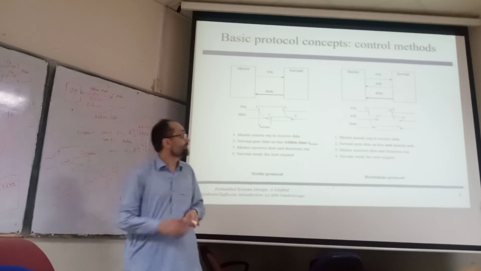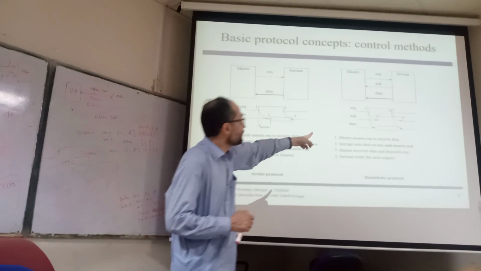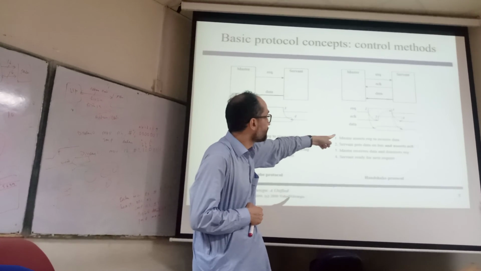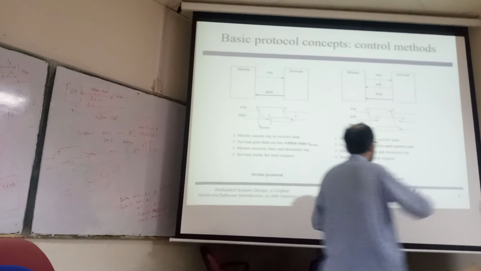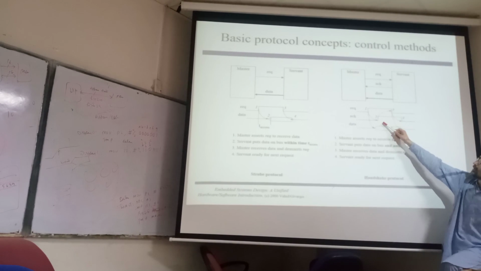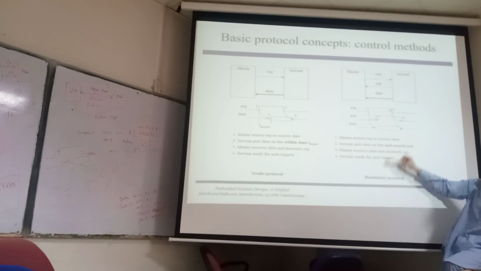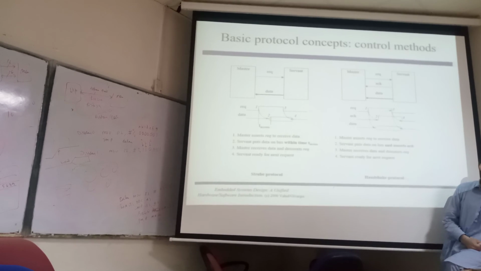Now, there is also a handshaking protocol. In the handshaking protocol, the master asserts a request to receive the data, the servant puts the data on the bus and asserts acknowledge. It signals acknowledge, saying okay, I acknowledge this signal. Then the master receives the data and reasserts the request, and the servant is ready for the next data. This type of mechanism is called the handshaking protocol.